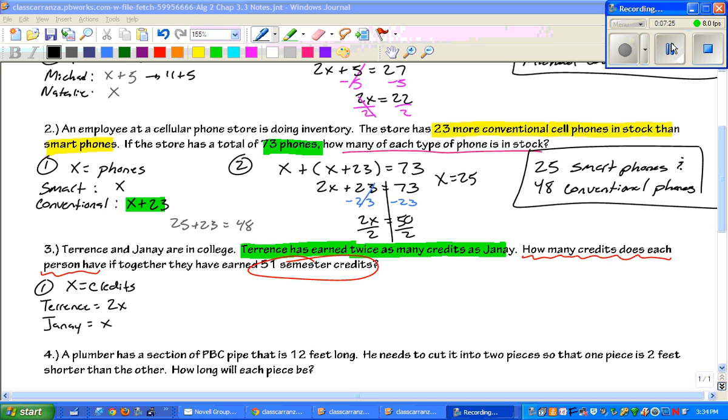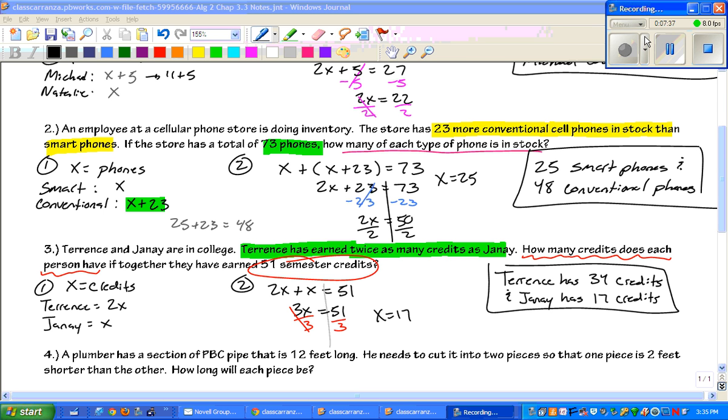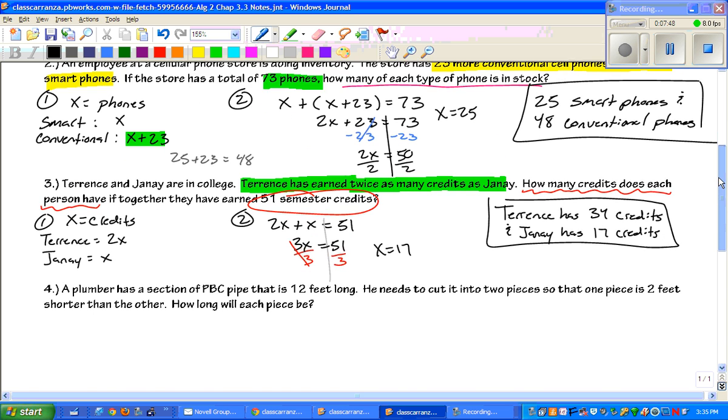Go ahead and set up the equation. Pause the video. Okay, there's our equation. Go ahead and pause the video, and the rest of the answer will be up in just about a couple seconds. Okay, and there's the final answer. So when you break it down, Janae had 17, and then Terrence had 34. All right.